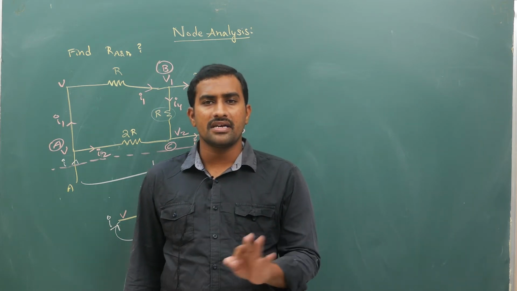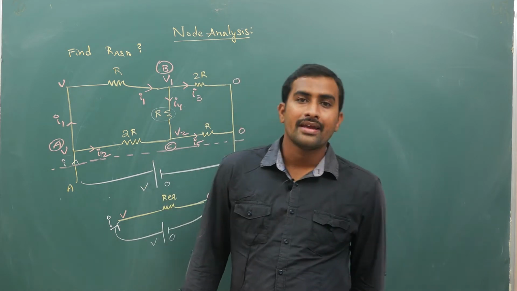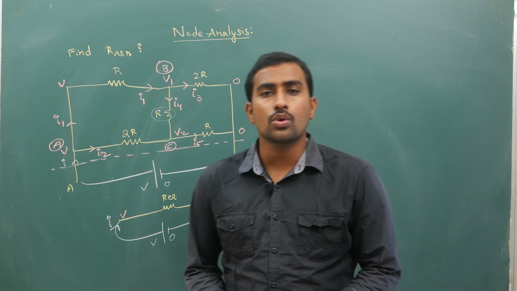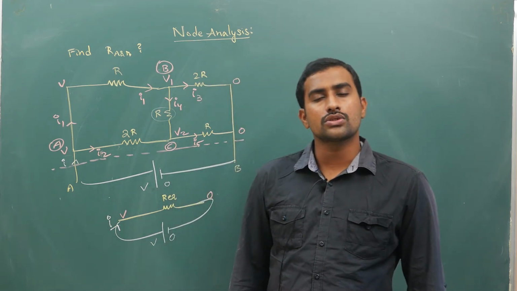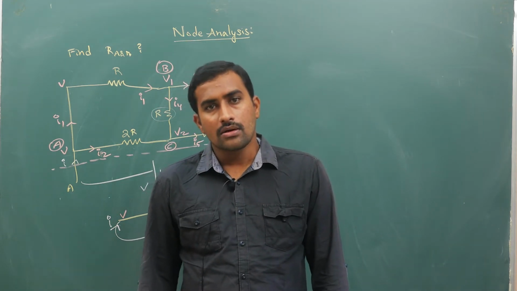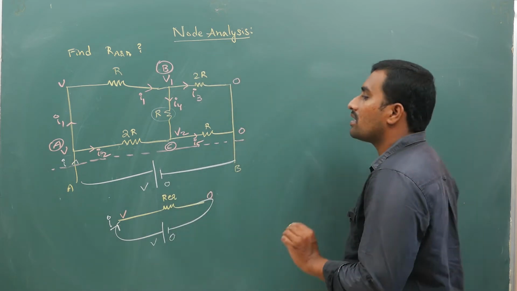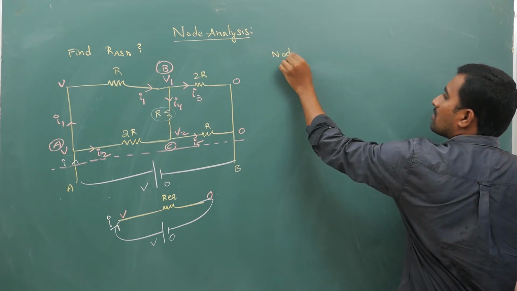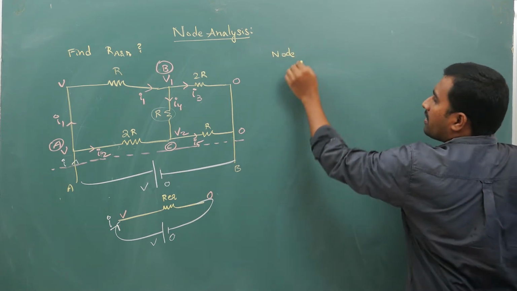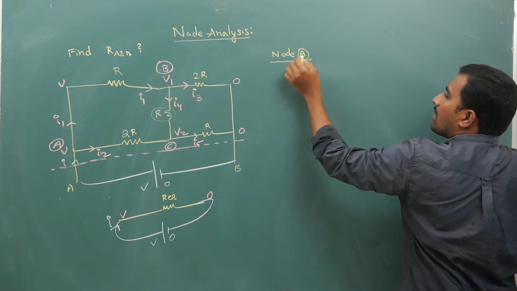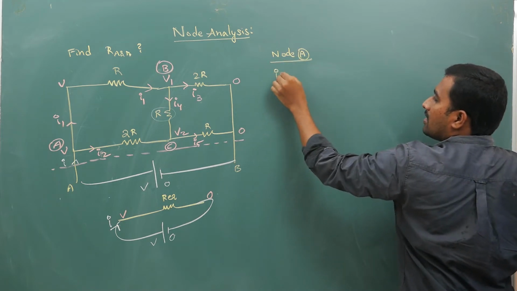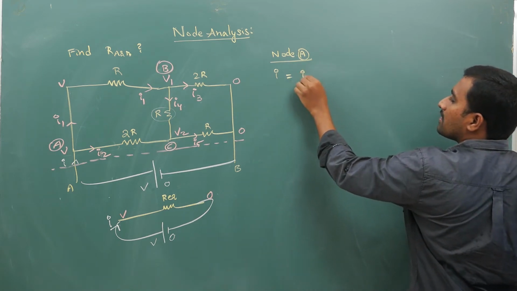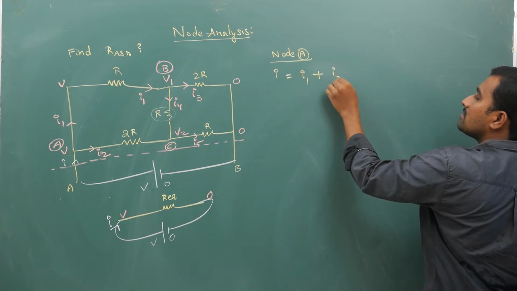Third step is identify the nodes. Now at each node I want you to write your Kirchhoff's first law. So at node A, your current entering is I, that is splitting into two parts. One is I1 and the other is I2.